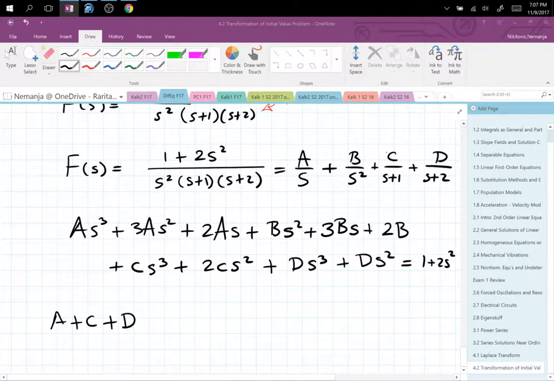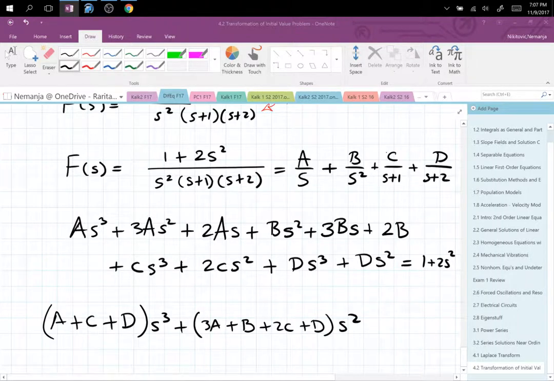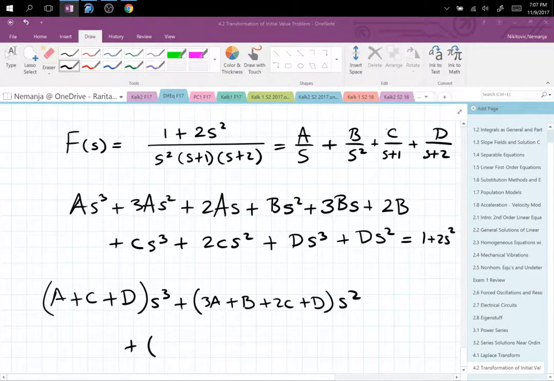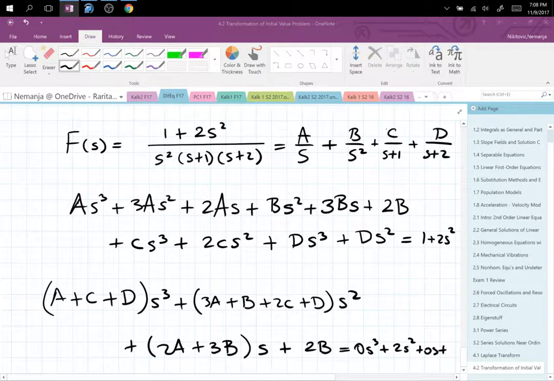B did not? Oh, no, it didn't. Good. S cubed; 3a plus b plus 2c plus d for s squared; plus single s's, 2a plus 3b, that's times s; and plus the single ones, 2b. So what do I have? I have 0s cubed plus 2s squared plus 0s plus 1.